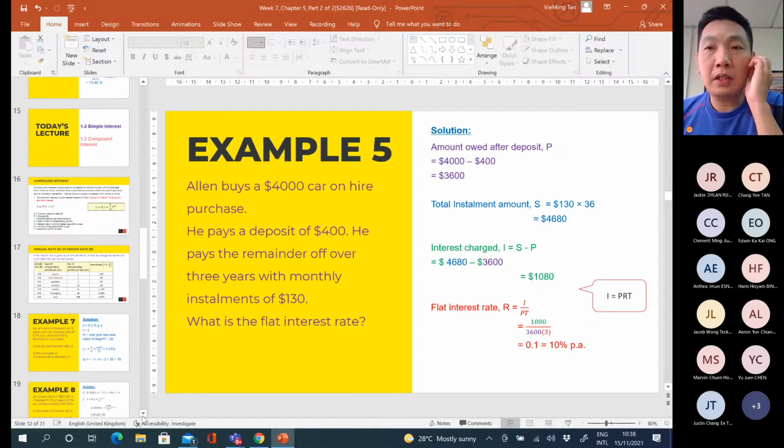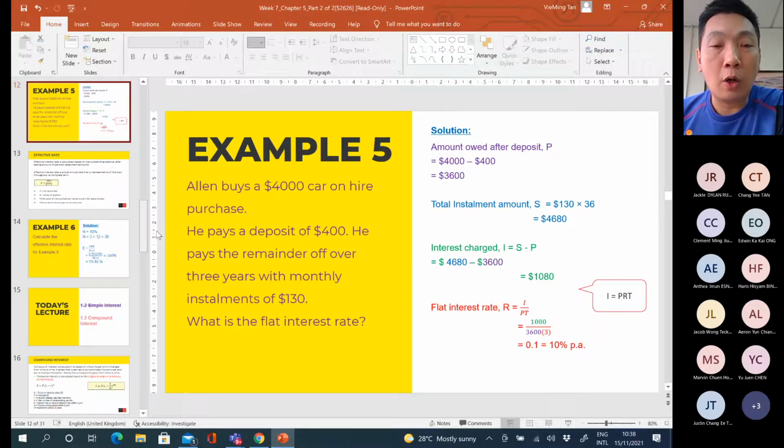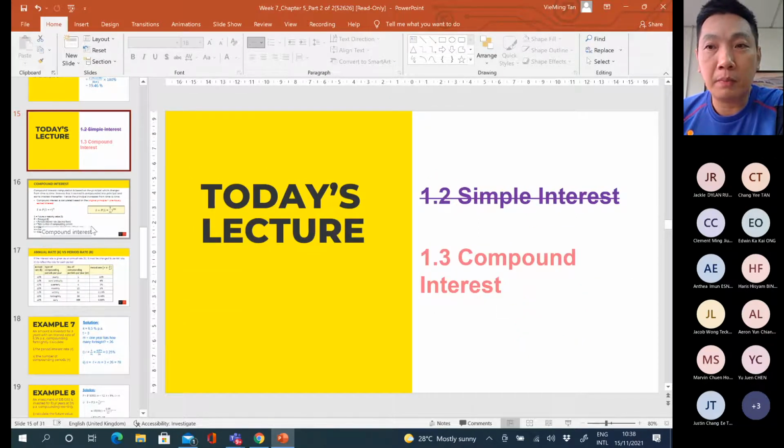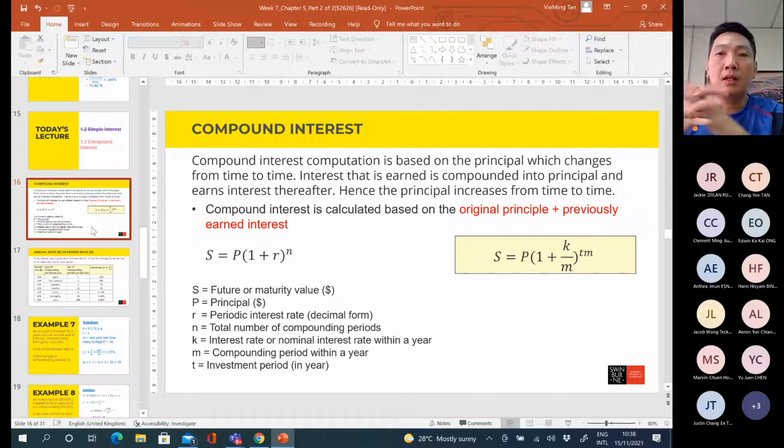So if he's using the effective rate method, then that means it's equal to 19.46%. Okay, and this is called the compound interest rate. That is what we want to find out in the next section for today's lesson, compound interest.